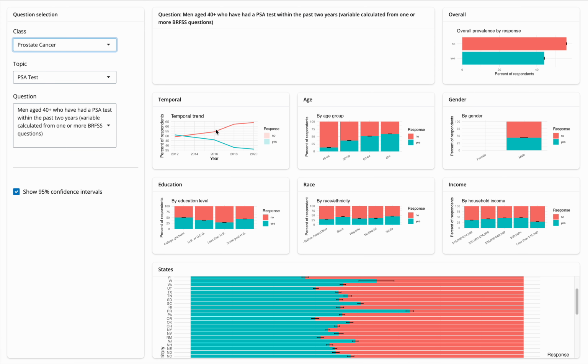Temporal trend, it's going down less and less. In the past 2 years, or sorry, the rate of having a PSA test is going down less and less, probably because guys don't care as much about their health. And then the response rate of no is rising up.